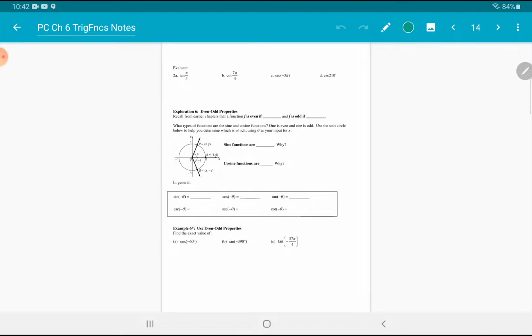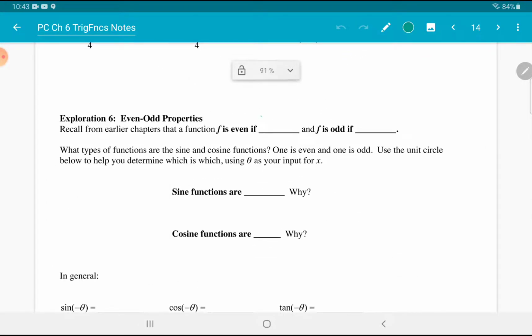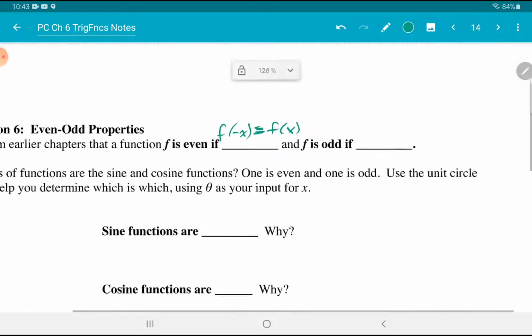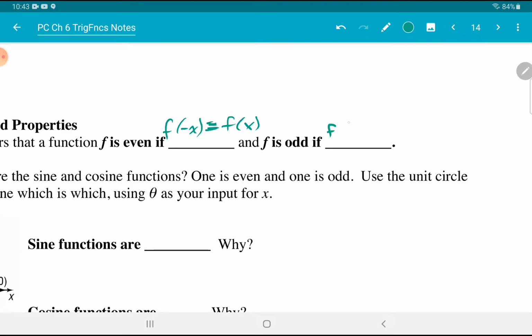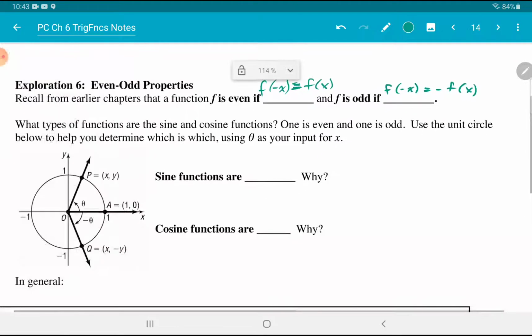Here we are, exploration 6, even and odd functions. As we take a look at our trig functions, very similar to what we saw in earlier chapters, we know that an even function is when you plug in a negative x value and you get the same y value, so f of negative x equals f of x. And if it's odd, we know that if we plug in a negative x value, we actually get a negative y value. So let's see how that plays a role in sine and cosine.